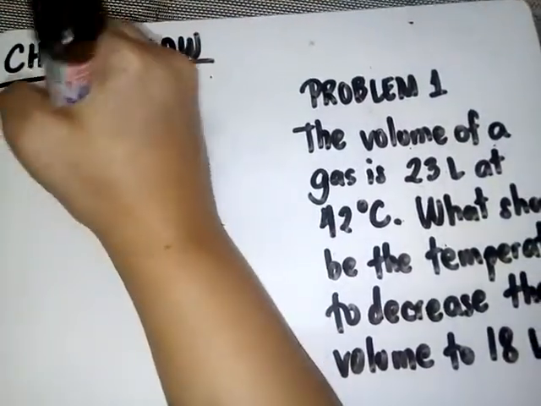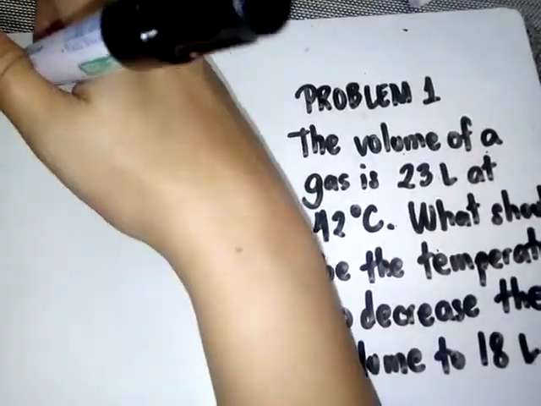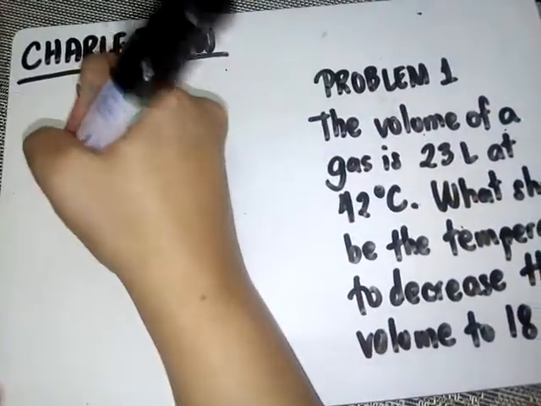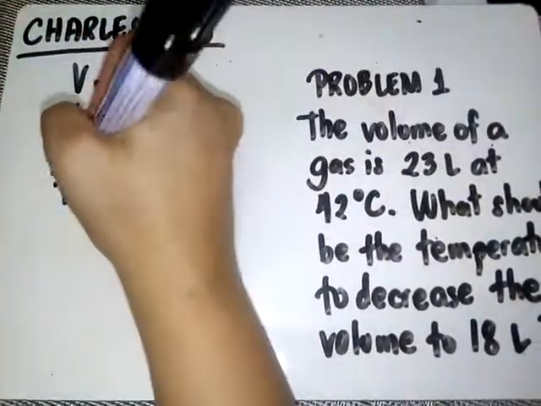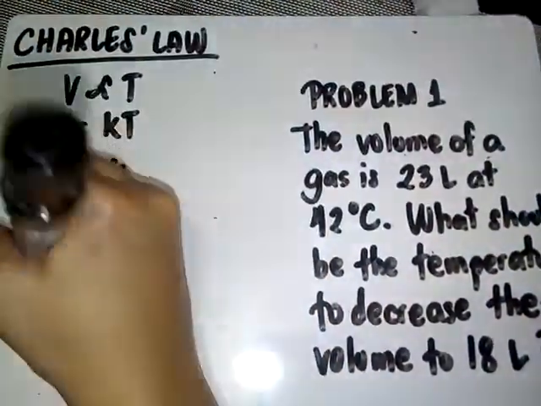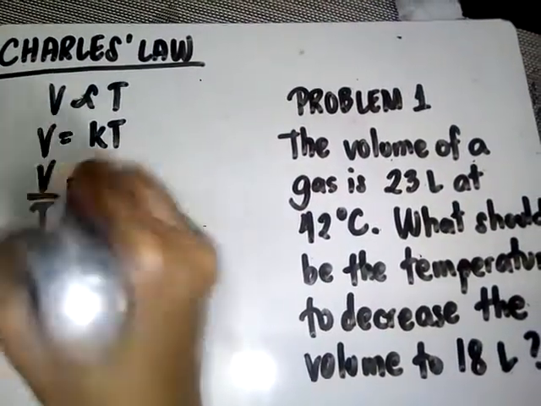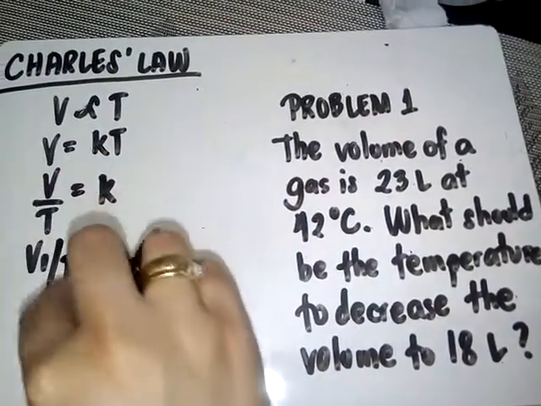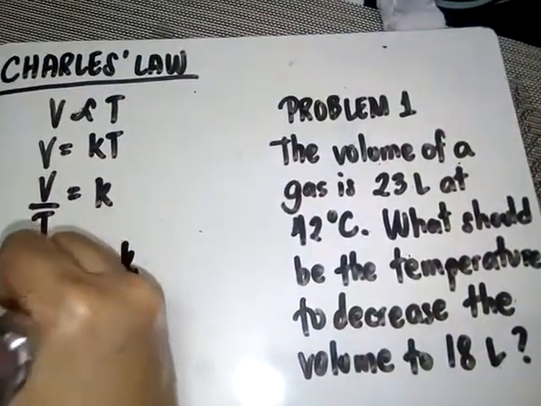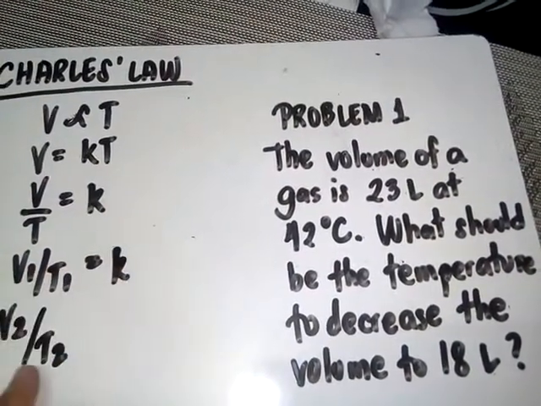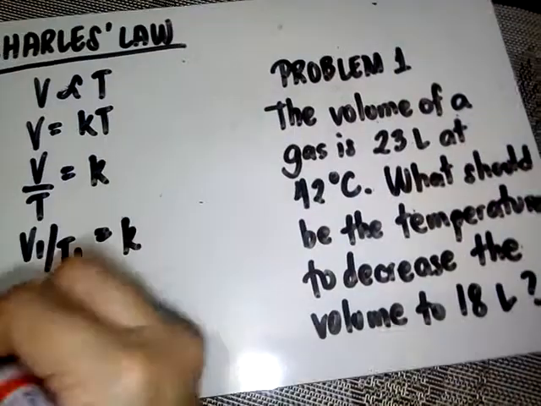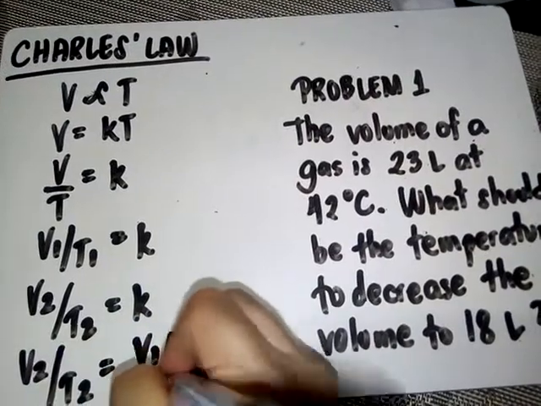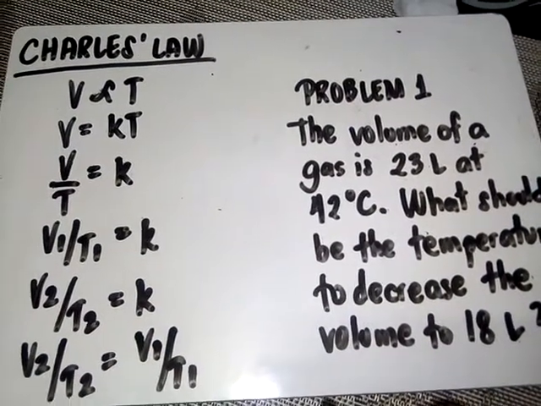So similar to Boyle's law, we will introduce a proportionality constant K to get rid of the proportionality symbol. So by isolating K, we have V divided by T equals K. So again, at any condition, V1 over T1, so this is your initial volume and initial temperature, equals K. And this is our final volume and our final temperature equals K. So, our working equation is V2 over T2 equals V1 over T1, or simply V1 over T1 equals V2 over T2.